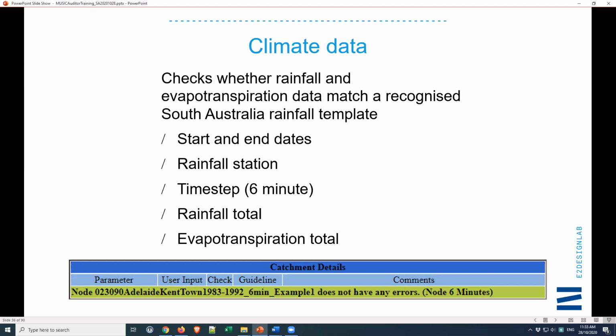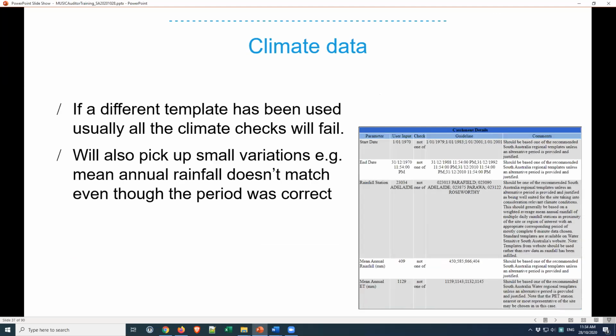And so in practice, what you tend to find is people are either using the template or they're not. So you'll get something like this, and everything will get flagged if they're using something different, or it'll pass everything if they're using it. But if, let's say, for example, someone decides to set up a template that's the exact same period, but they're not using the infield rainfall, then that will get picked up and it'll recognize that the mean annual rainfall is not matching what we expected. So that's your level of checking.